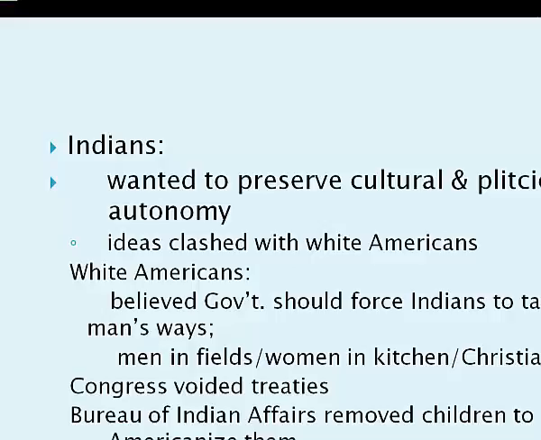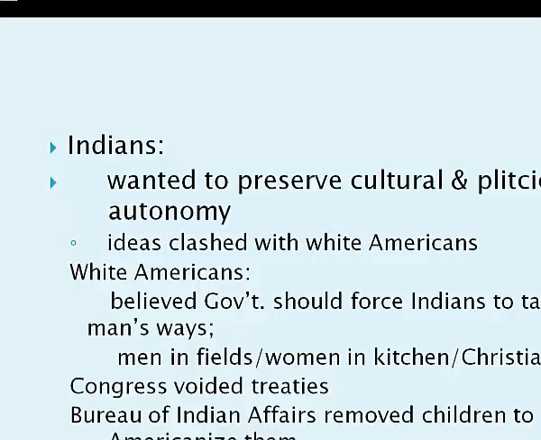And they should adopt Christianity and the practice of private property and have small farming on reservations, where the men would work in the fields, which is what a man's supposed to do, and the women would work in the kitchens and stay at home, which is where a woman belonged.